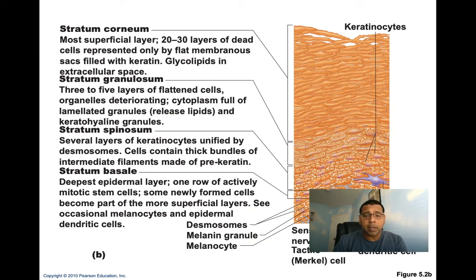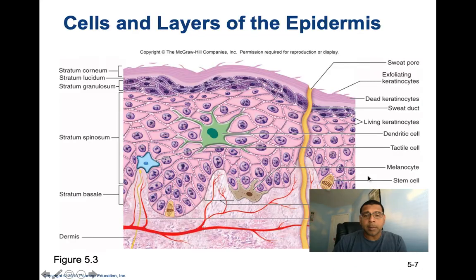Another depiction of the layers. You had the basale first, and then next we have the spinosum. Same thing we're seeing here. Basale, then spinosum. Next, we're going to move to the stratum granulosum.